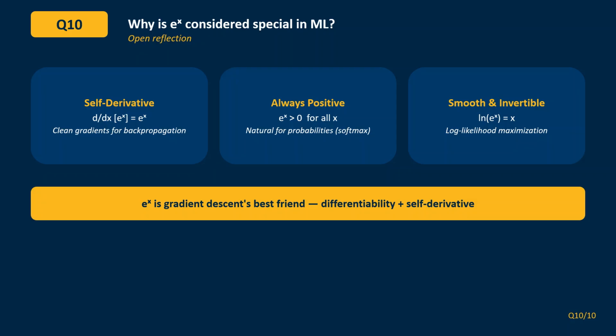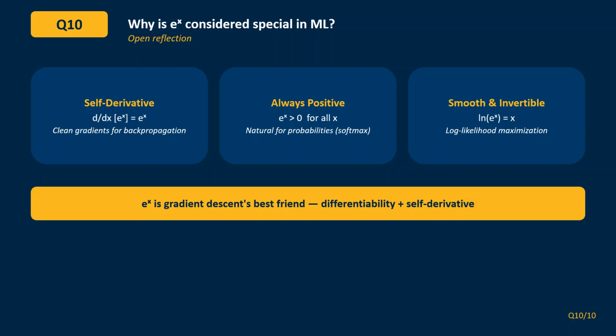Beyond differentiability, e governs several foundational processes: continuous compounding as the limit of discrete compound interest, radioactive half-lives through exponential decay, and the natural logarithm link function in generalized linear models. Cross-entropy loss, the standard objective for classification tasks, is derived directly from the logarithm of softmax outputs, which in turn are exponentials.